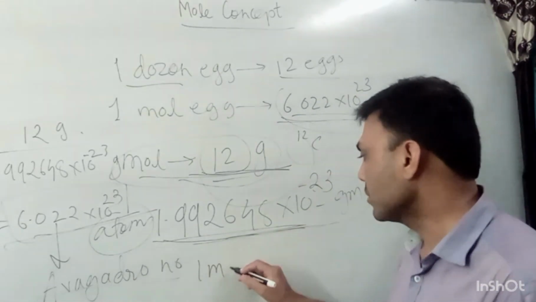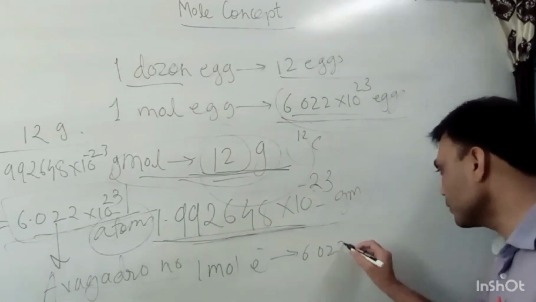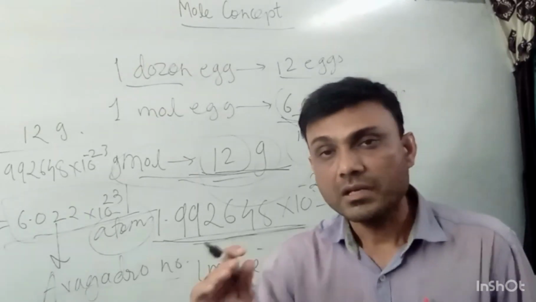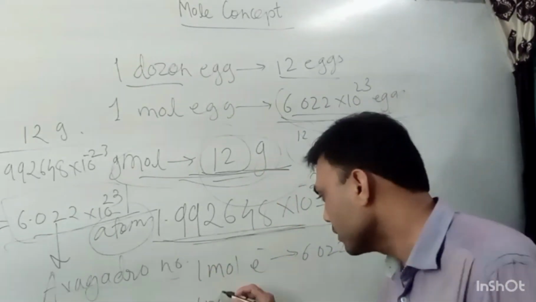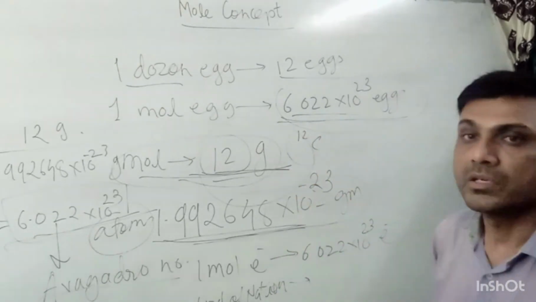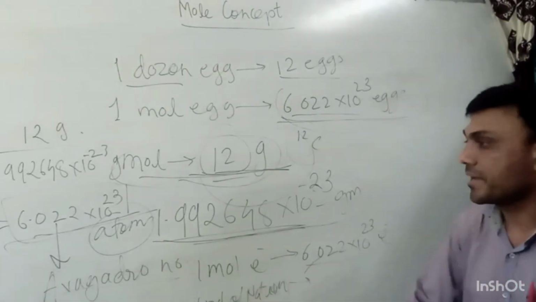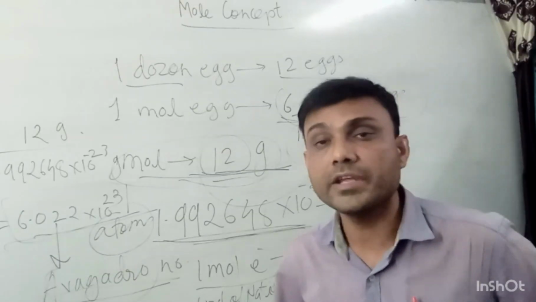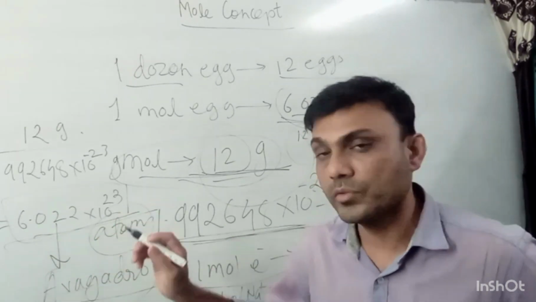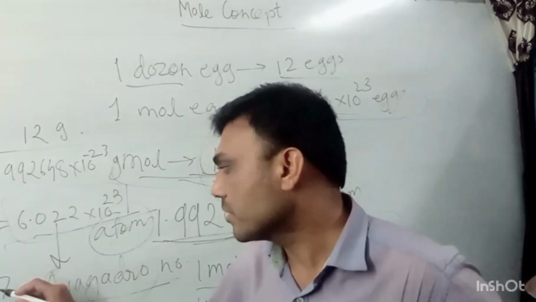If I say 1 mole of electrons, then how many electrons will be there? There will be 6.022 into 10 raised to power 23 electrons. If I say 1 mole of sodium ions, Na positive ions, this quantity will be the same, 6.022 into 10 raised to power 23 sodium ions. So this is about mole. And if you take 1 mole of any gas, there will be 6.022 into 10 raised to power 23 particles, and at STP the volume will be 22.71 liter.